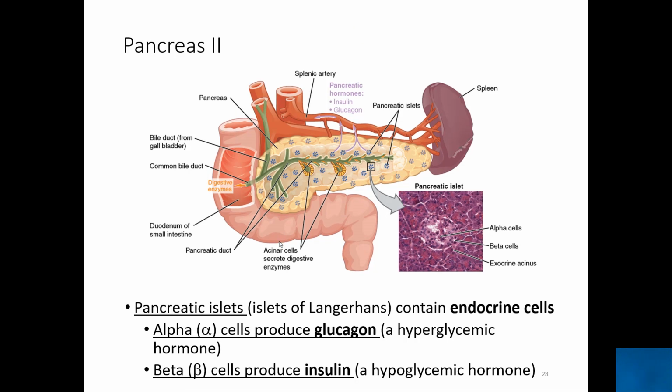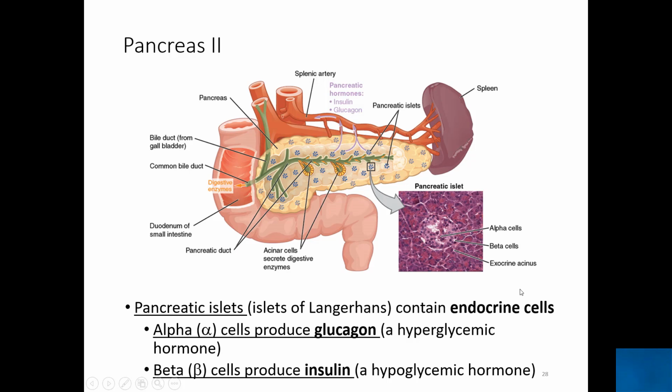At the same time, pancreas has tiny structures called pancreatic islets or Langerhans islets. Each of those islets, and that's how they look under the microscope, contain endocrine cells. Alpha-type cells produce a hormone called glucagon, and it's called a hyperglycemic hormone. Beta cells produce insulin, which is a hypoglycemic hormone. Both of them together regulate the amount of glucose in our blood.